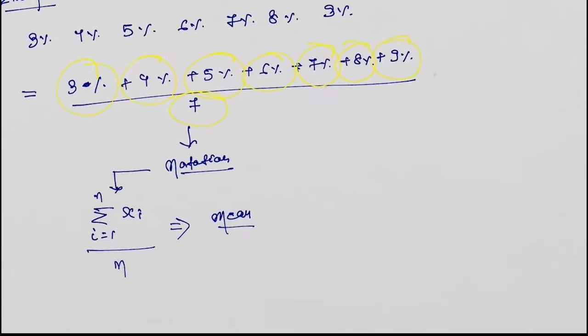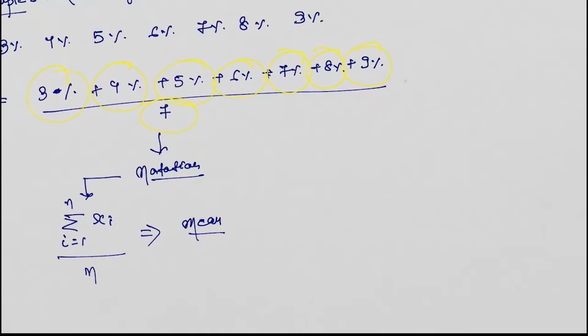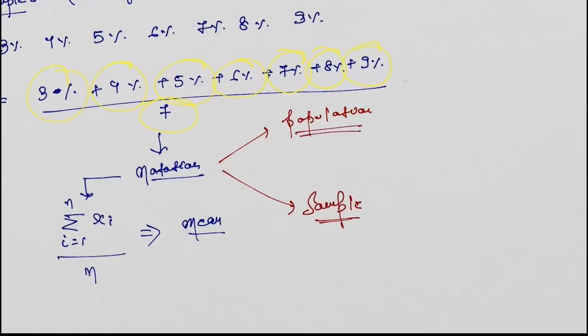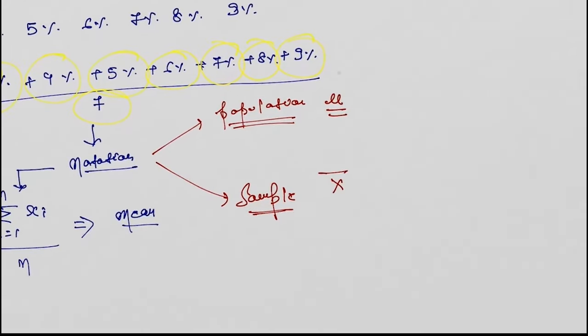You should also understand the notation of mean from the point of view of population and sample. When you write population mean, the symbol is mu. And when you write sample mean, the symbol is x bar. So what is population and what is sample?